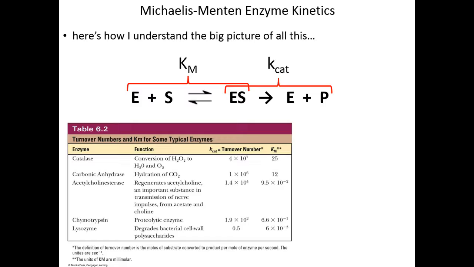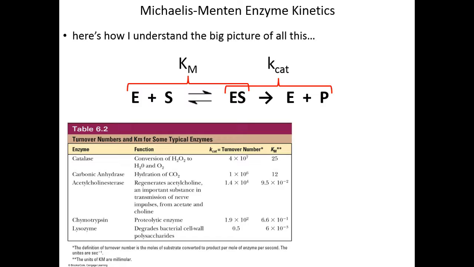Some examples of where these values fall in the real world. We have here 5 different examples of common enzymes. Catalase is an enzyme that converts hydrogen peroxide into water and oxygen. It has a very, very fast turnover number, about 40 million reactions per second, which is huge. It's got a very, very good and enviable Kcat. Km is awful. Catalase hates binding to peroxide. A Km of 25 is really, really bad.